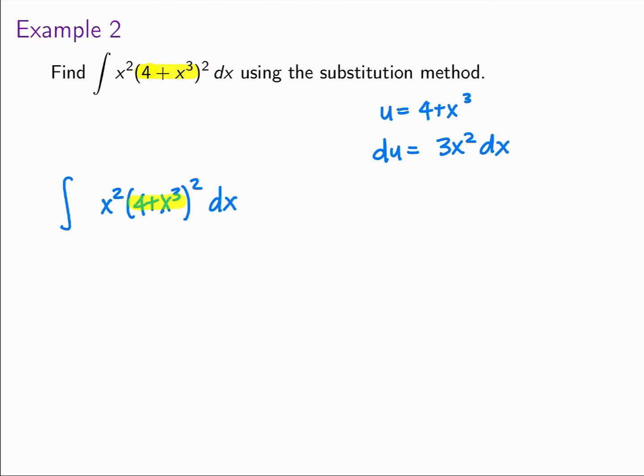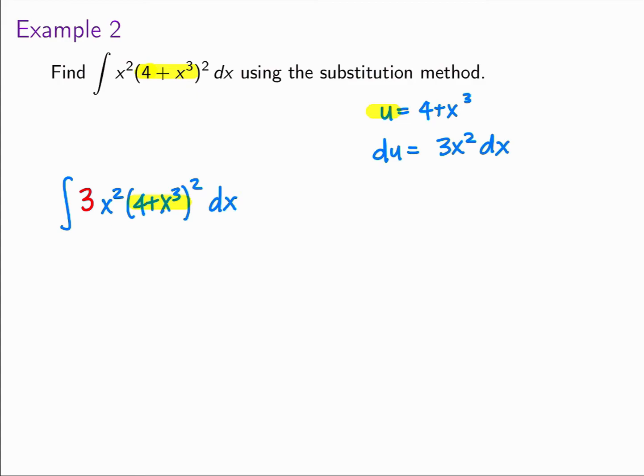And I see, here's my u, and I see part of du there. I see the x squared dx, but it'd be really helpful if it was 3x squared dx. So what I'll do is I'll just put my 3 there. But I can't just go multiplying things by 3. That changes my integral.